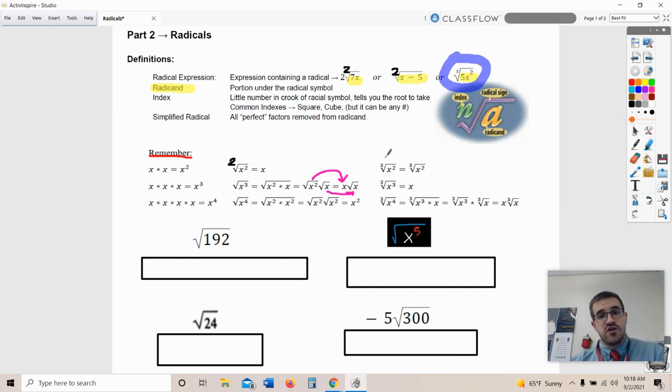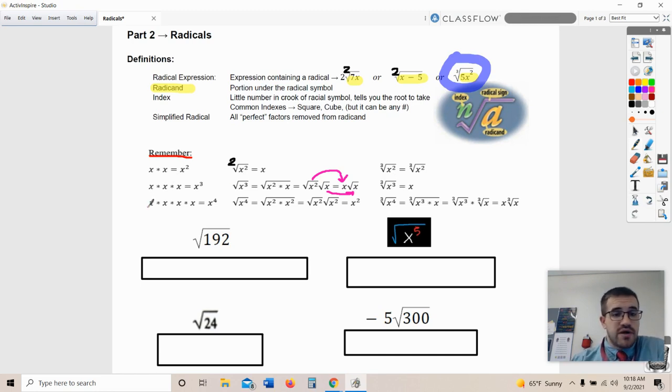But if we're trying to find the cubed root of x cubed, notice the index has a 3 here. We're trying to find out what times itself 3 times is going to give us x cubed. Well, we know from here that that's x times x times x, because you're adding the exponents. So x to the first times x to the first times x to the first equals x to the 1 plus 1 plus 1, or x cubed.